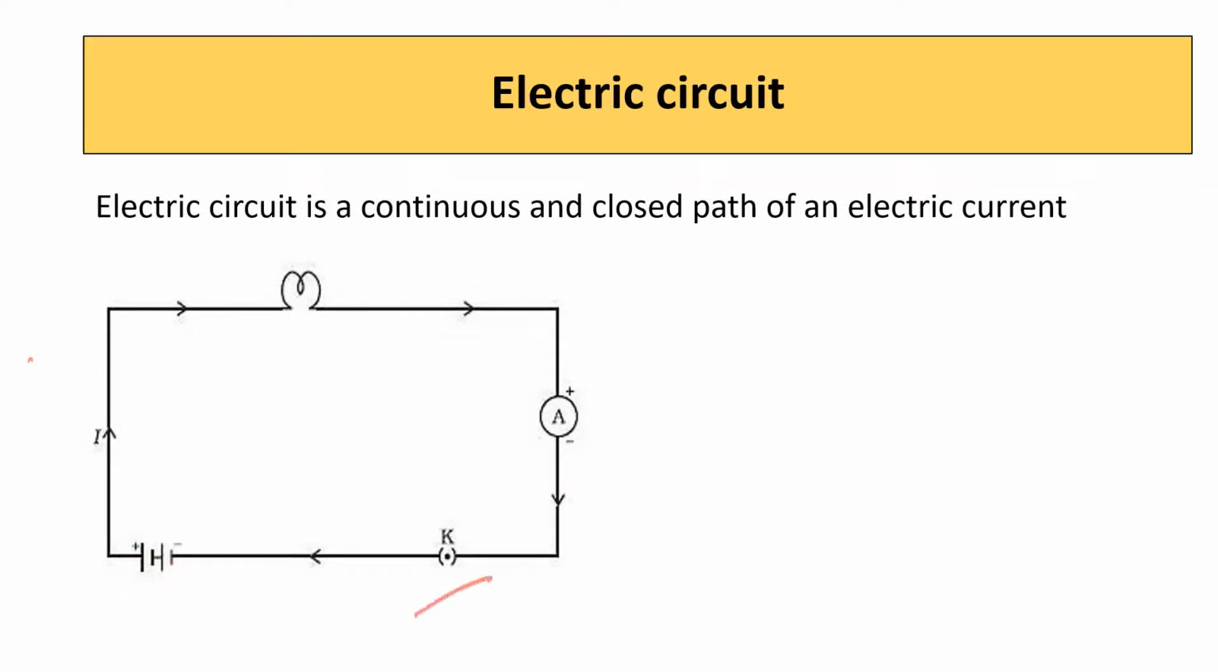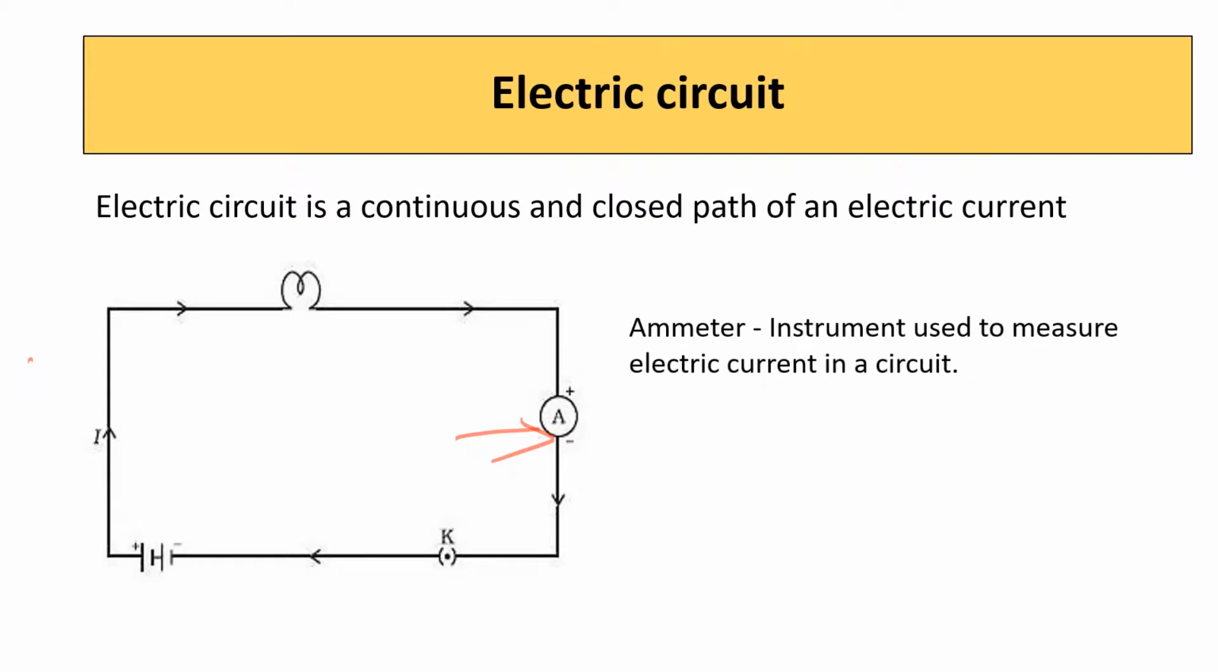This plug key is the closed switch and this indicates ammeter. Ammeter is an instrument which you use to measure electric current in a circuit. This is the symbol for an electric bulb. As you can see from this electric circuit, it is a continuous and closed path.